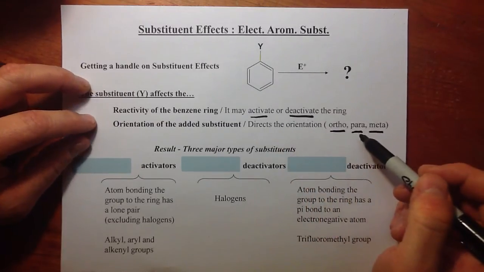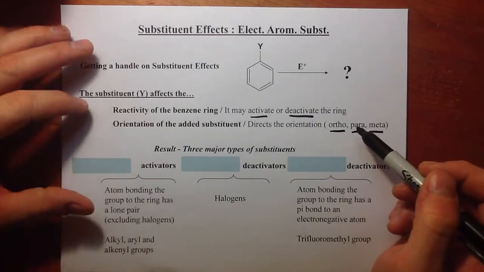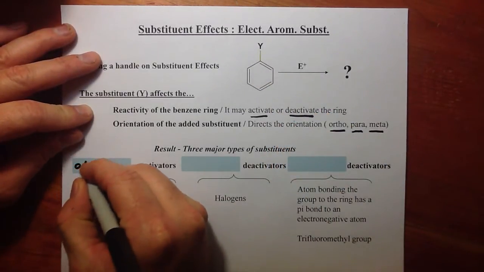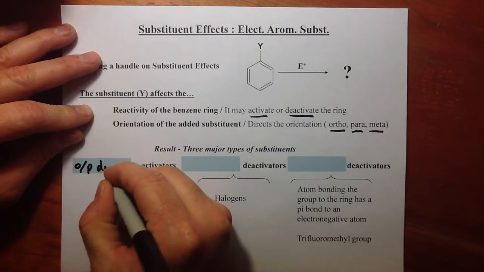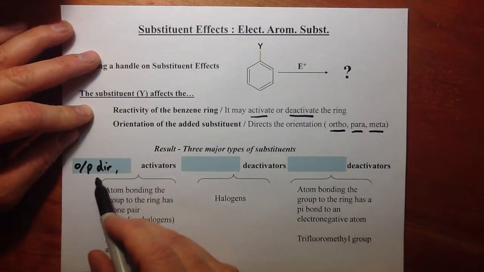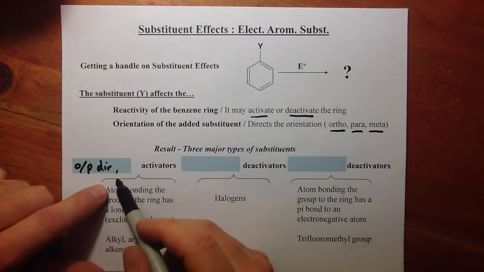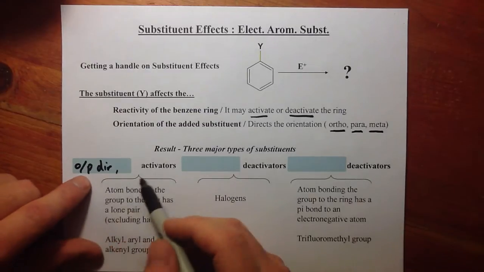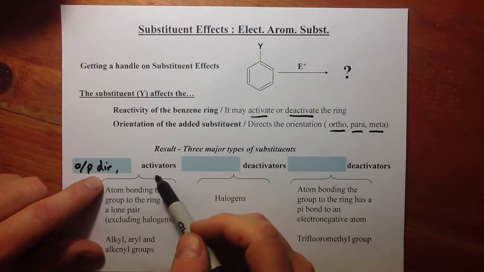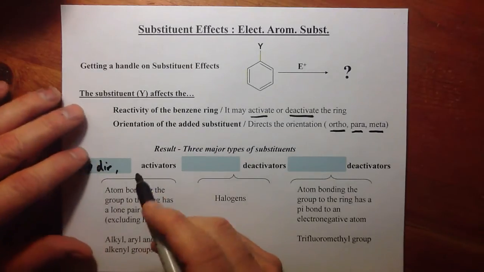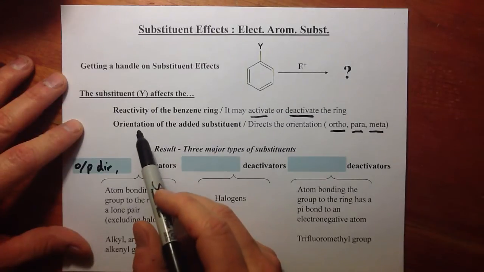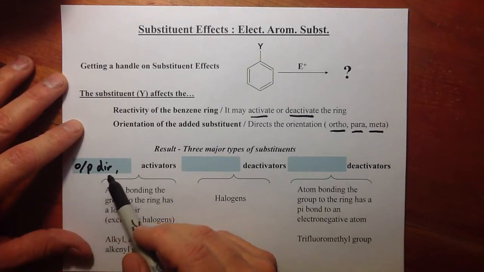So let's get to those 3 categories that you have for any Y group. We have what we call ortho-para directing activators. So I want to be very careful. We're not saying we have ortho-para activators. We're saying ortho-para directing, and the group is an activator. So we need to keep in mind that we're talking about 2 different things: the reactivity, it's an activator, and the orientation, ortho-para directing.